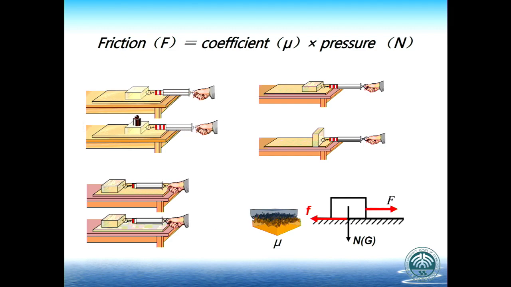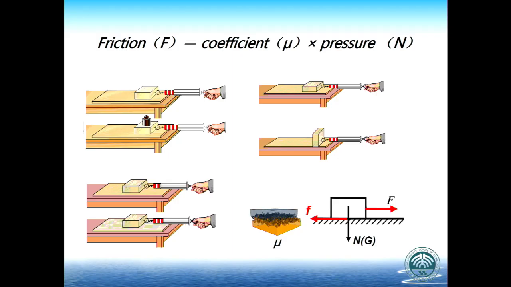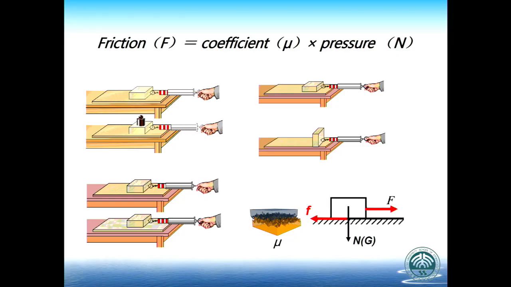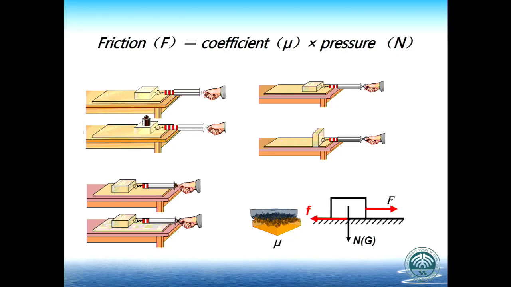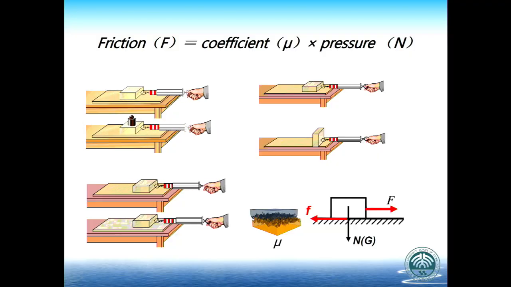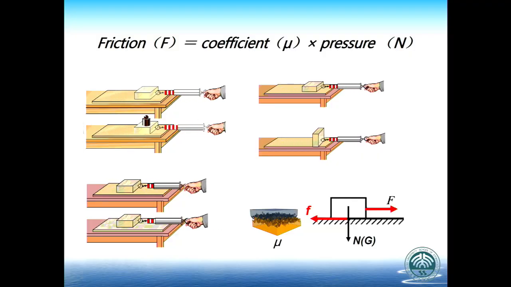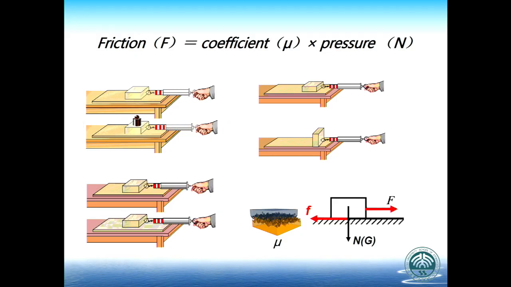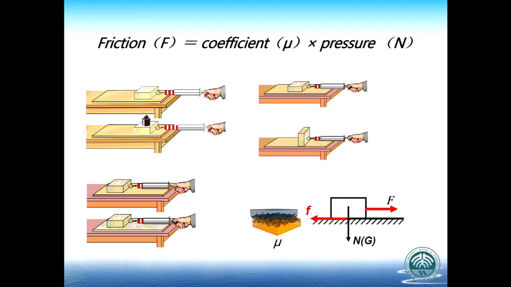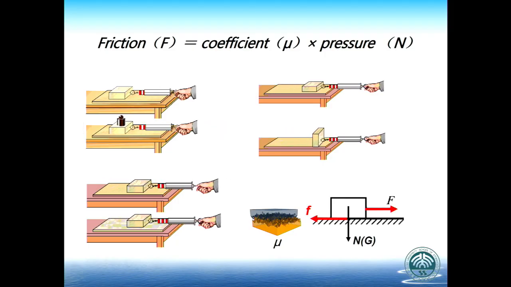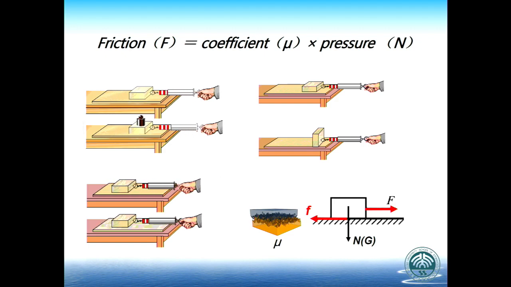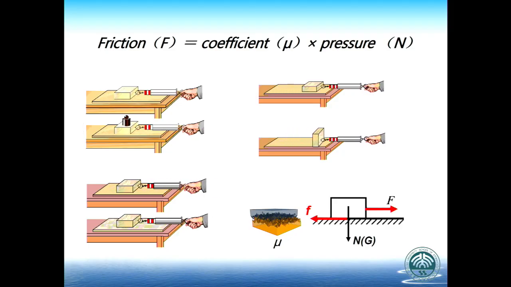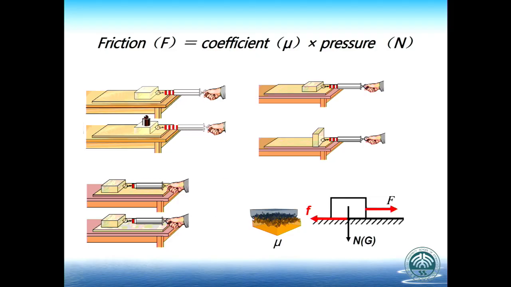So the formula of friction is coefficient times pressure. As we can see from these three sets of GIFs. The first set, we can see if you increase the pressure, the friction increases. And from the lower set, you can see if the rough surface increases the coefficient, you get higher friction. And how about that set?